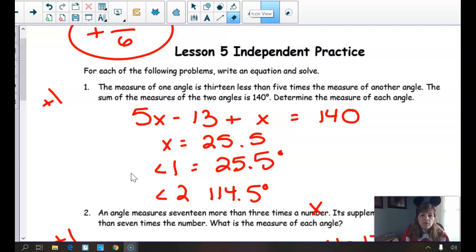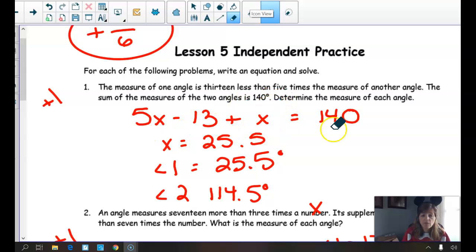Okay, so for the very first one, it says the measure of one angle is 13 less than 5 times the measure of another angle. The sum of the measures of the two angles is 140 degrees. Determine the measure of each angle. And the biggest problem people are having with this one is they are forgetting to put both angles in there, so both x's. So you need 5x minus 13, and you also need just the x. So this represents one angle, this represents the other angle.